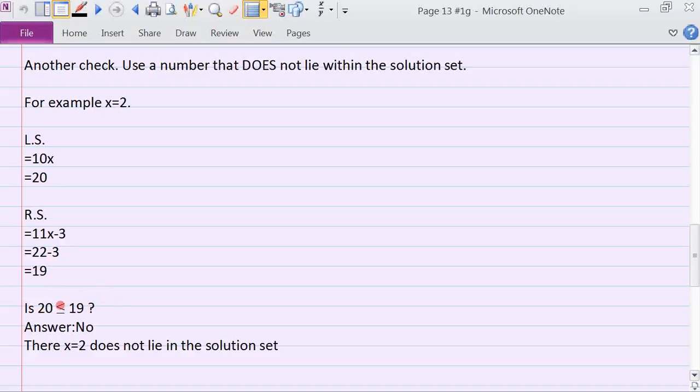is 20 less than or equal to 19? No, 20 is greater than 19. So x equal to 2 does not lie in the solution set.